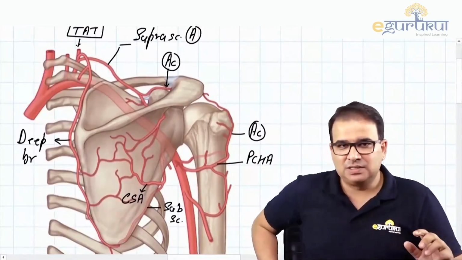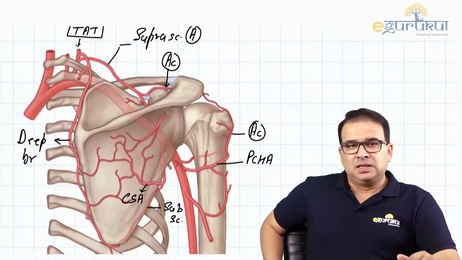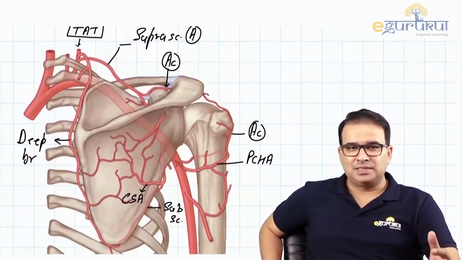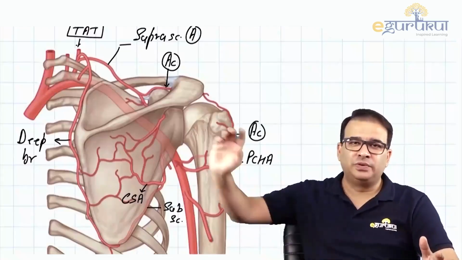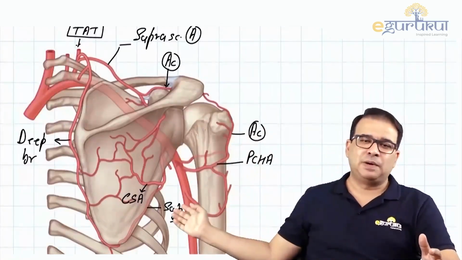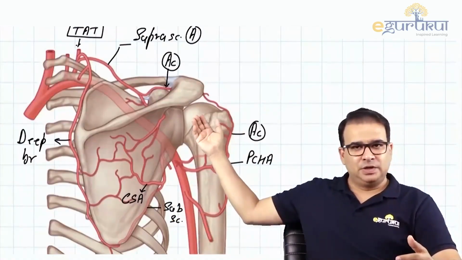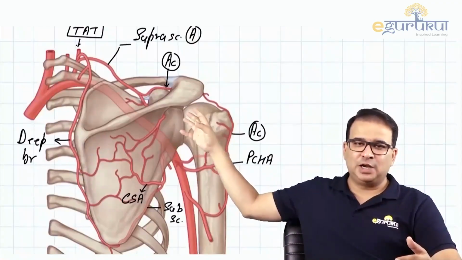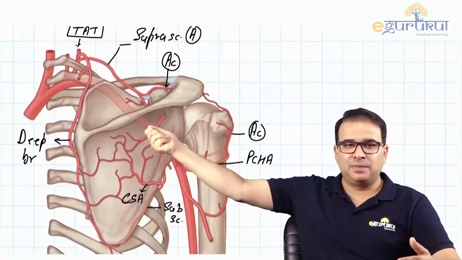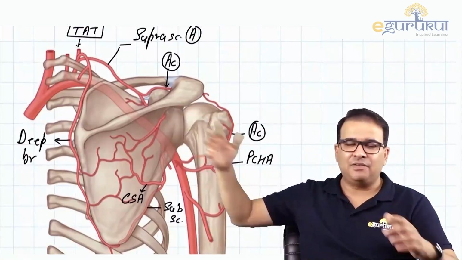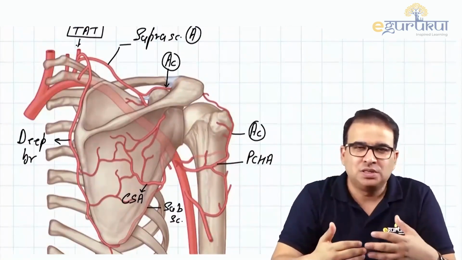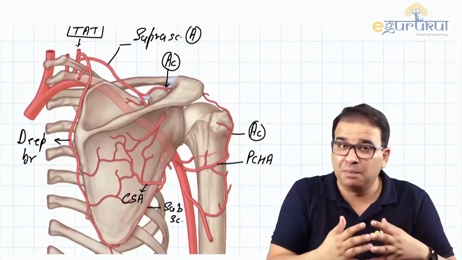So I hope this picture clears it up for you. So the anastomosis, a rich anastomosis between the first part of subclavian to the third part of axillary artery. As I said already, if there is a dislocation of the shoulder joint, even if the head of the humerus compresses the second part of axillary artery, we still have other channels through which the collateral circulation can be maintained.